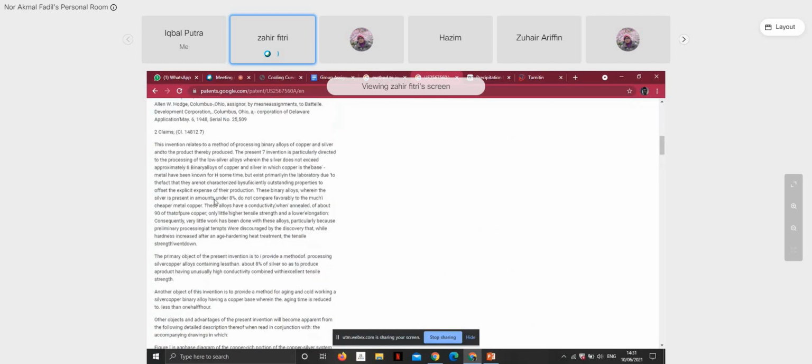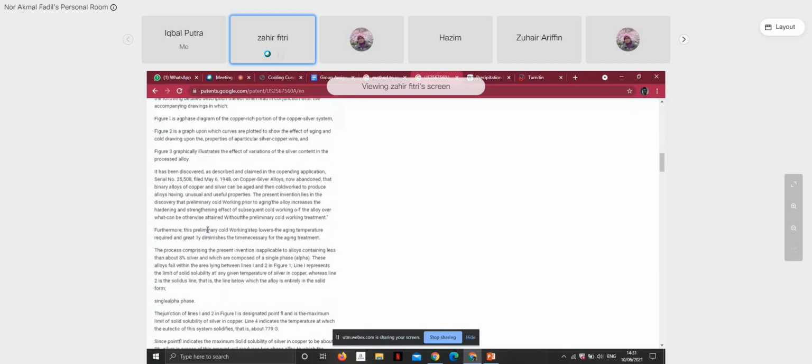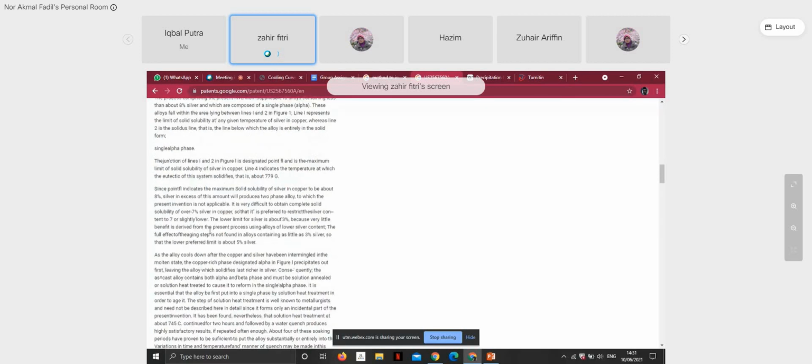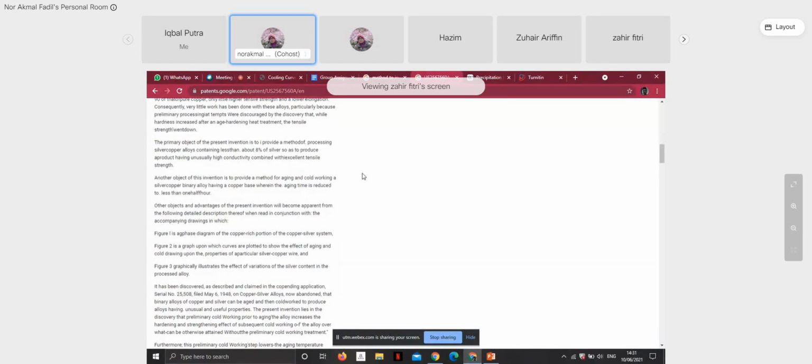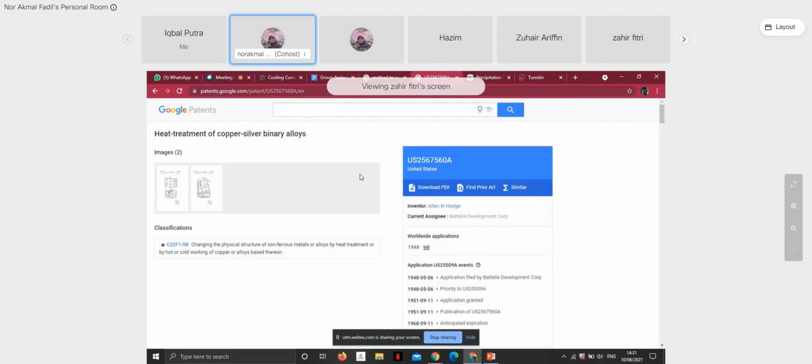Yang macam dia orang guna cold working kan, dan dia orang main dengan cross sectional area untuk tengok perbezaan dalam cross sectional versus exactly precipitation hardening dalam copper silver ni. Yang mana tu? Ada ke tak precipitation hardening? Sebab dia tak ada, precipitation tu datang daripada mana?